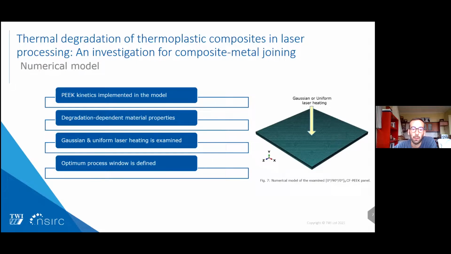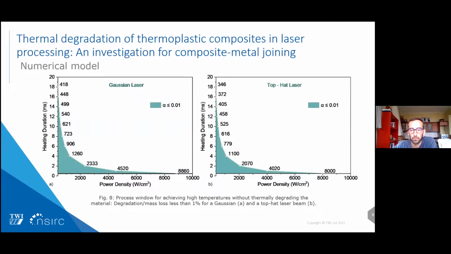The main result of the model is that we have identified the process window where we can reach high temperatures without degrading the material, which you can see here. The green area shows the results where, for a specific heating duration between half a millisecond to 18 milliseconds, the power density degrades the material just 1%. The green area is where we can achieve very high temperatures without thermally damaging our carbon fiber PEEK. This investigation has taken place for both the Gaussian laser and the top hat laser.